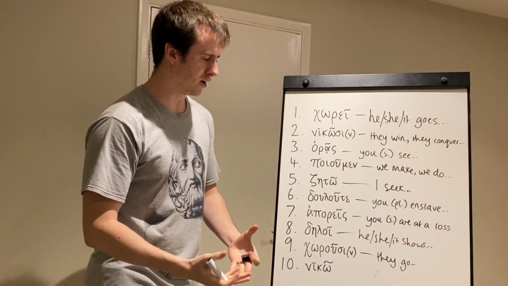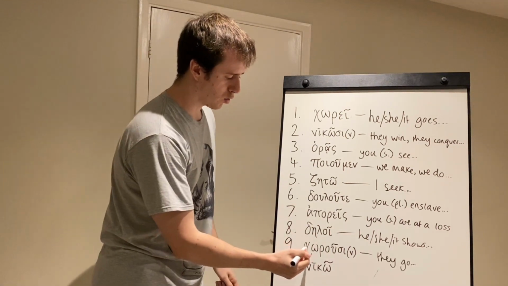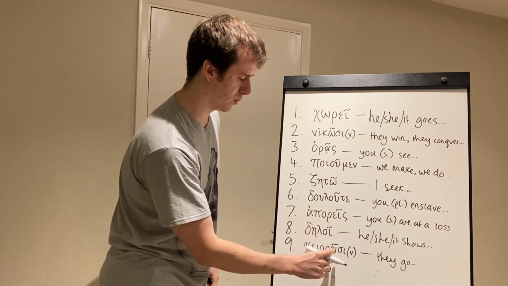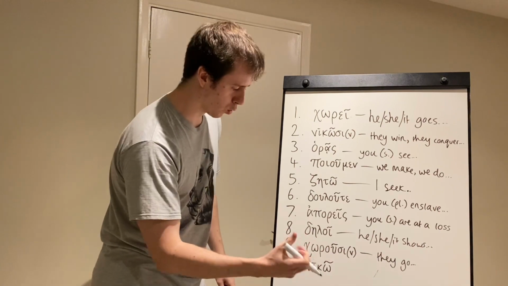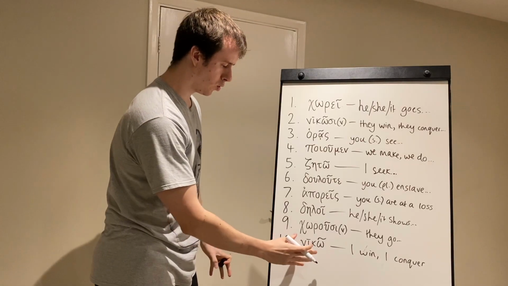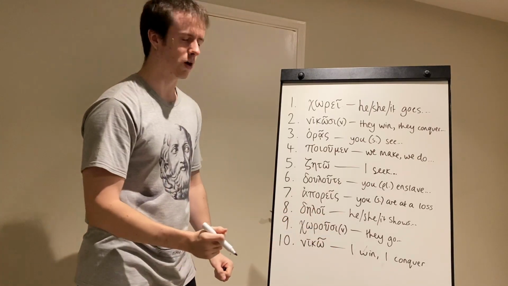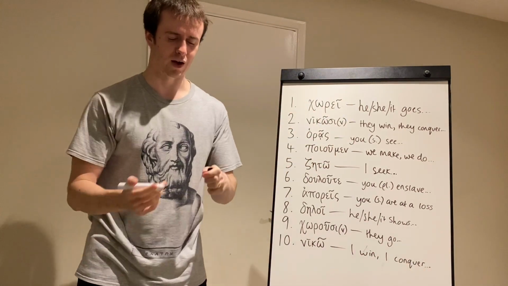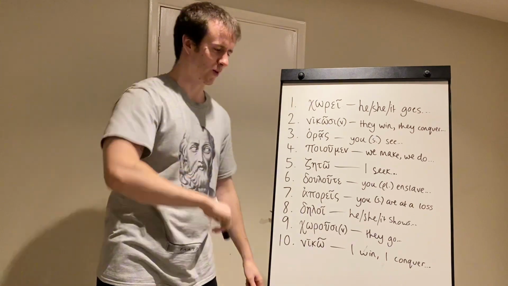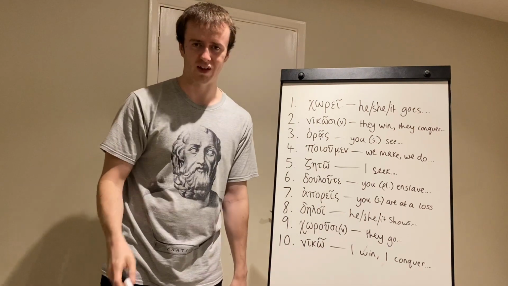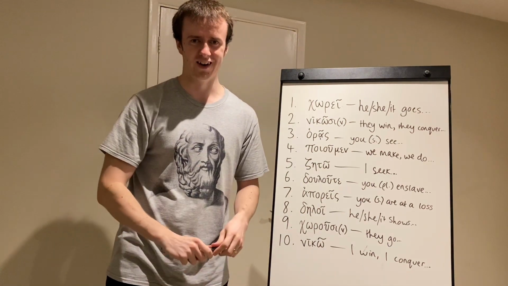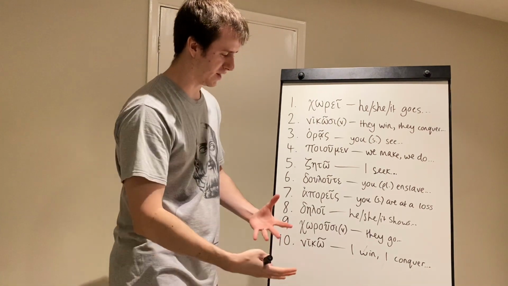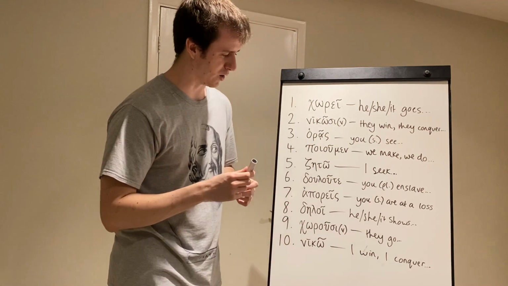Koreousin means they go or they are going. It's koreo plus usin. The epsilon has contracted with the upsilon to make upsilon. Finally, nikao means I win or I conquer, or I am winning or I am conquering. And that is what you're doing if you got 10 out of 10 on this exercise. Please keep up the good work. If you got 10 out of 10, you can say nikao, you can say I win or I conquer.